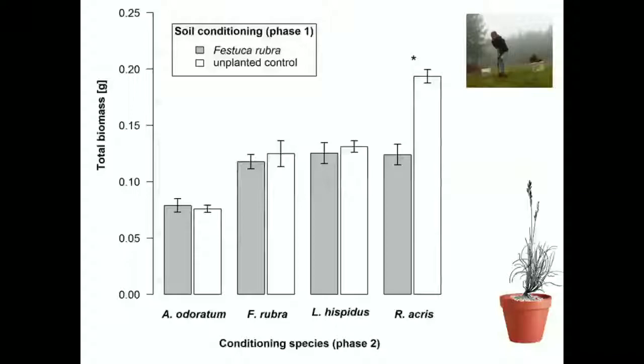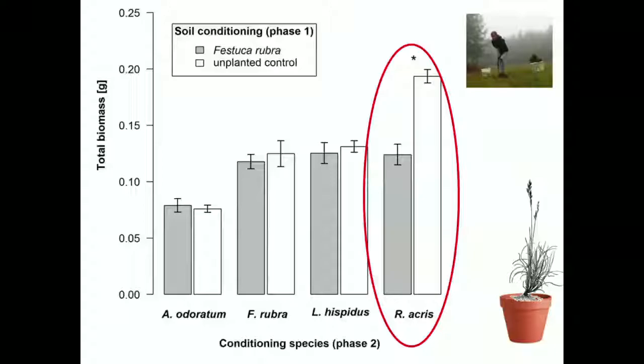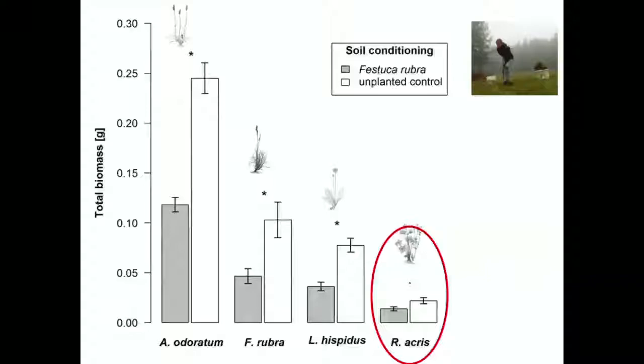So here you can see that these are data only for Festuca rubra plants. So the gray bars represent treatments which were in the first conditioning phase grown by Festuca rubra, and then in the second conditioning by each of the four species. And here you can see that only in the case when in the second conditioning phase there was Ranunculus acris, there was still the effect of the previous conditioning by Festuca rubra. But that's the only difference which was detectable. But if we go back to the previous experiment, you can see that it was also the species which was the smallest, and also there was no difference between the two treatments. So maybe it's caused by this.